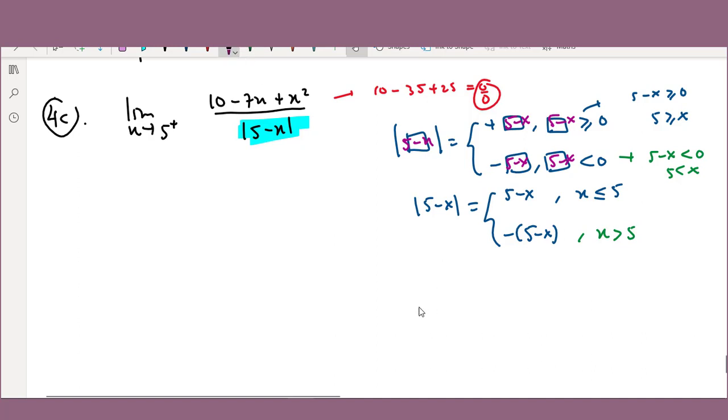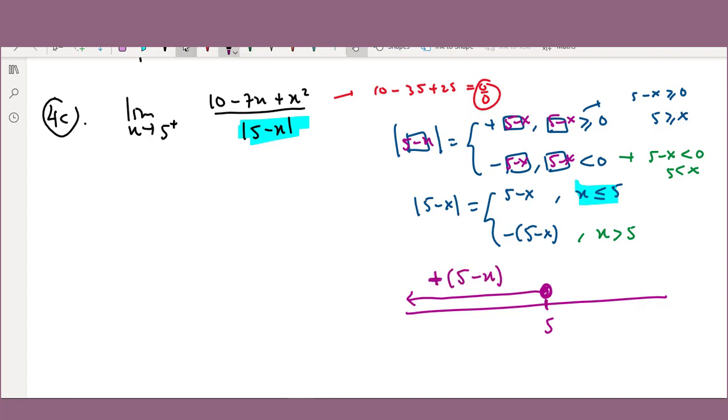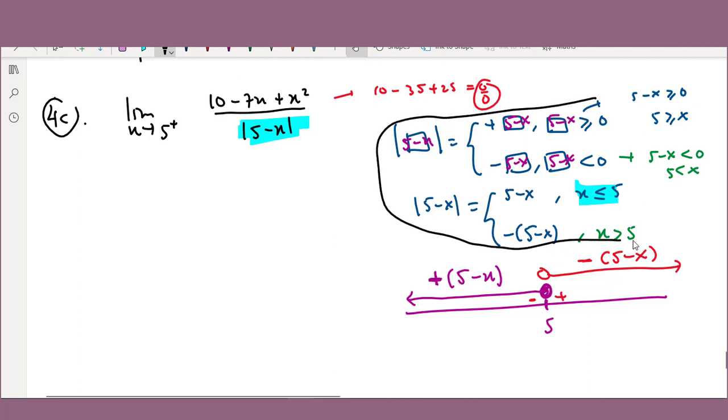Transfer to a number line, and take this as 5. For x less than 5, included to the left, the function is positive 5 minus x. To the right, x more than 5, it is negative (5 minus x). That's why, if you skip this and don't want to write the definition, just remember that for 5 minus x, to the left is positive and to the right is negative. For x minus 5 it is the opposite, same as number 4a and 4b.